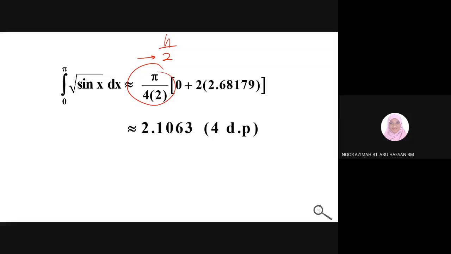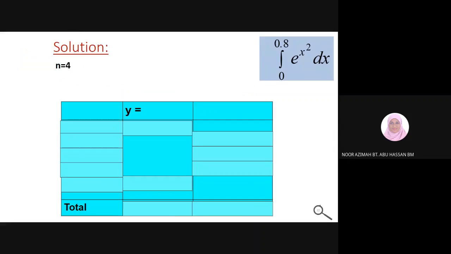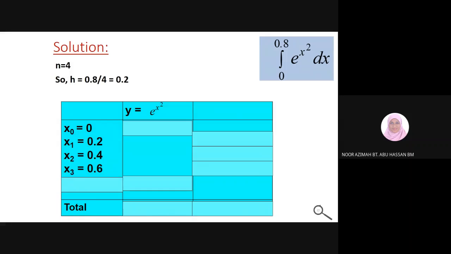The final one. Final example of this subtopic. Subtopic ni simple je. Yang banyaknya tadi tu adalah apa? Trapezium lah yang panjang tadi tu. Okay, using Trapezoidal Rule with 5 ordinate. Okay, 5 ordinate means how many streets? And 4 streets to evaluate from 0 to 0.8 of e to the power x squared, correct to 4 decimal places. Okay. So cari H dulu. Okay, 0.2. So ordinate ada 5 lah. Okay, tambah setiap satu.